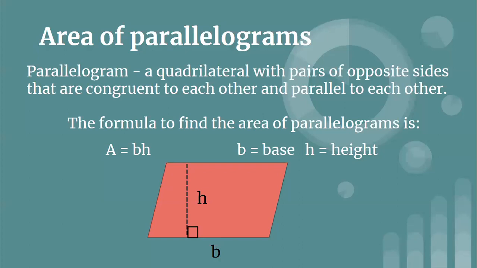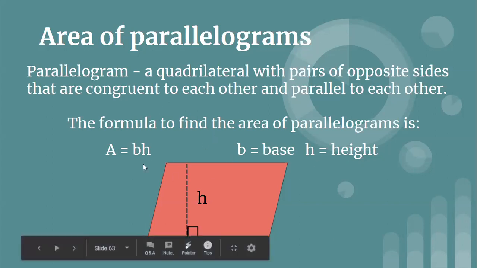Next, we got area of parallelograms. So we're moving on to parallelograms. Yay. A parallelogram is a quadrilateral with pairs of opposite sides that are congruent to each other and parallel to each other. So the formula to find the area of a parallelogram is A equals BH, or I should say area equals base times height. B equals base, H equals height.